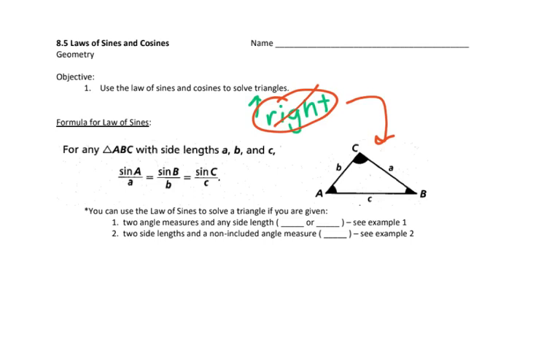So, it turns out we actually get this from things we've done before. You can use the law of sines to solve a triangle if you are given two angle measures and any side length, so technically angle-side-angle or angle-angle-side. That'll be example 1. And then two side lengths and a non-included angle measure, which would be your side-side-angle. Which of course is technically HL, but not here.